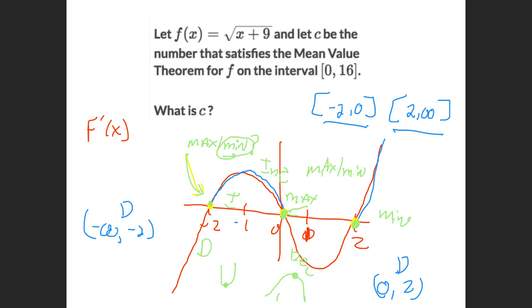As long as you understand that everything below the x-axis of a derivative graph, the function is decreasing, and everything above the x-axis, it's increasing, then it's like, okay, now I know where it's increasing, decreasing, and all that.